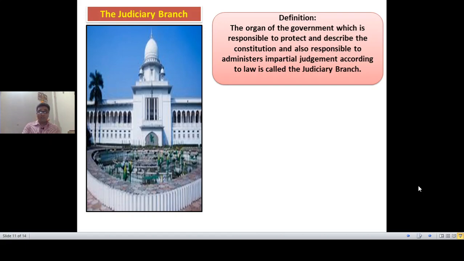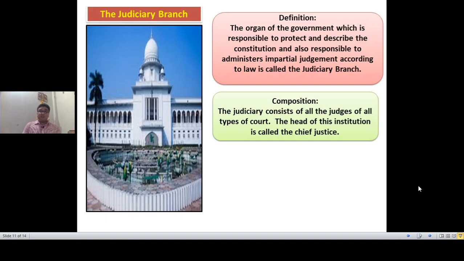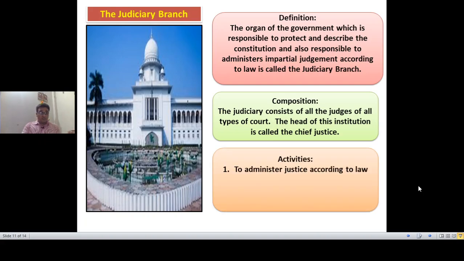Now I'm going to talk about the members of the judiciary branch. The judiciary consists of all of the judges of all types of court. The head of this institution is called the chief justice. So this is all about the members or the composition of the judiciary branch. Now I'm going to discuss the activities of the judiciary branch.